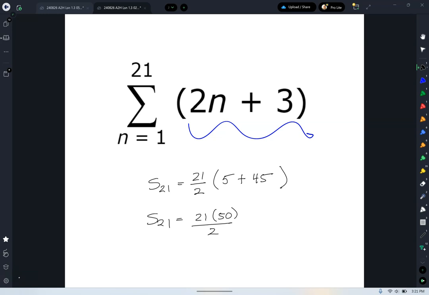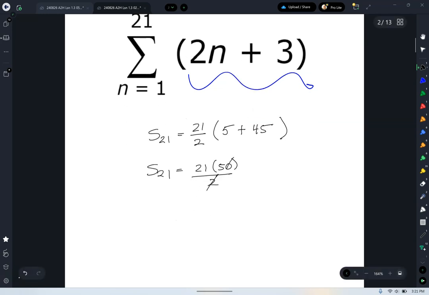Same thing. And then if I can cancel here and here, then I can say that the sum of these numbers is 21 times 25. What is that? You do that. I don't have it in front of me. 525. And what we could do is write this out as a sum of terms, because it's an arithmetic sequence.